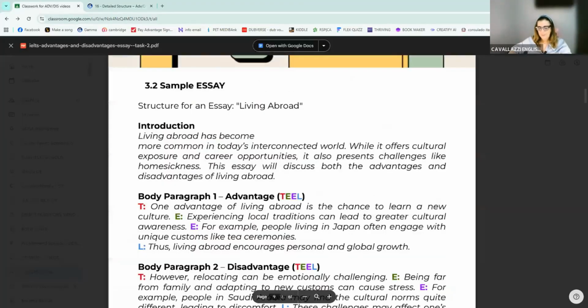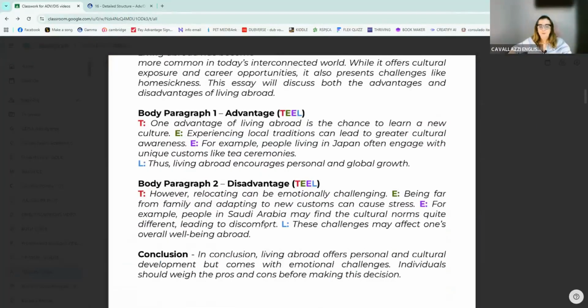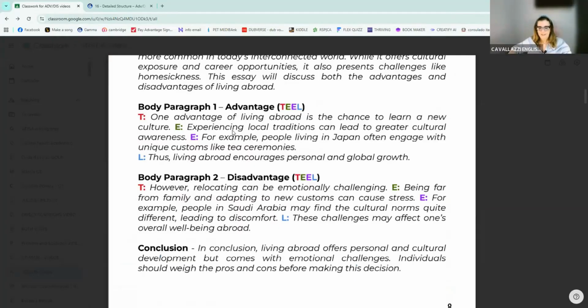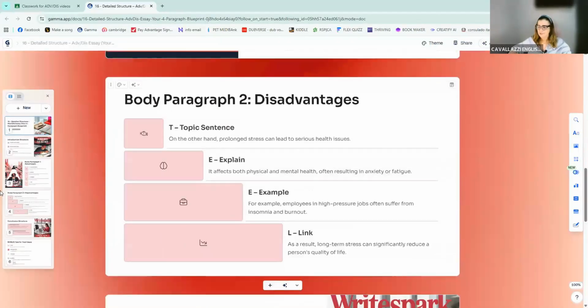So I set up my topic. We start with the topic sentence. Then I follow the tell. As you can see, right after I move on to the body, it was paragraph one. As you can see, I also followed the TEEL: my topic with my disadvantage, the explanation, the example, and the link.